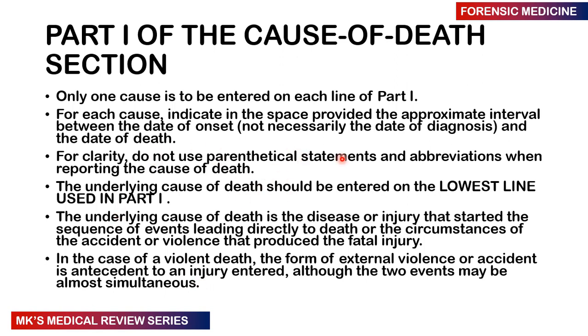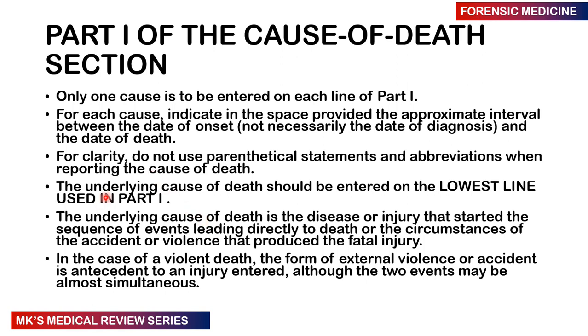Then the underlying cause of death should be the one that's entered on the lowest line used in part 1. So usually our lowest line here is C. As you can see, there's a difference now between the other medical certificates of cause of death and the one that we use here. The one that we use here usually just has 3 lines. But if you look at other medical certificates of cause of death in other countries, you will see that in part 1 they have A, B, C, D. Here we just have A, B, C. Then they have part 2. We also have part 2. So the concept is still the same.